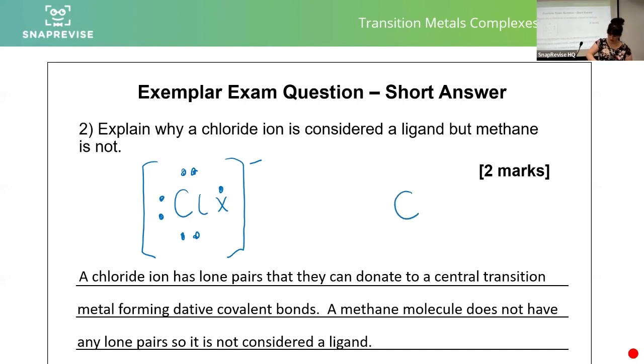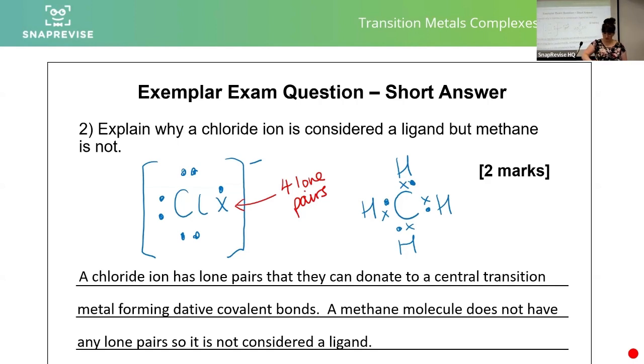What about methane? Methane has got 1, 2, 3, 4, 5, 6, 7, 8 electrons around the central atom. Why can it not act as a ligand then? Well, this is where our good labeling comes in. There are 4 lone pairs available for donation from chlorine. There are no lone pairs available for donation from methane. That would probably get us 1 mark, just that diagram.